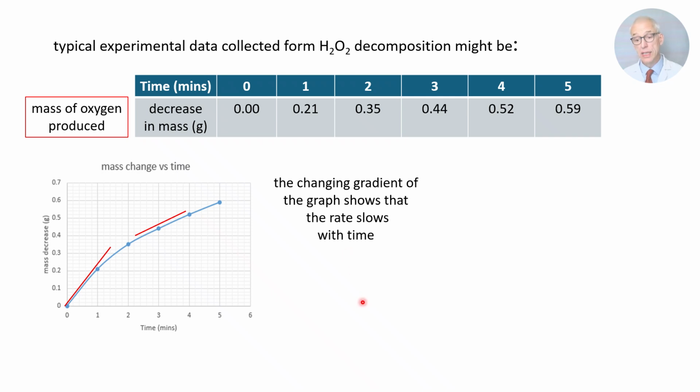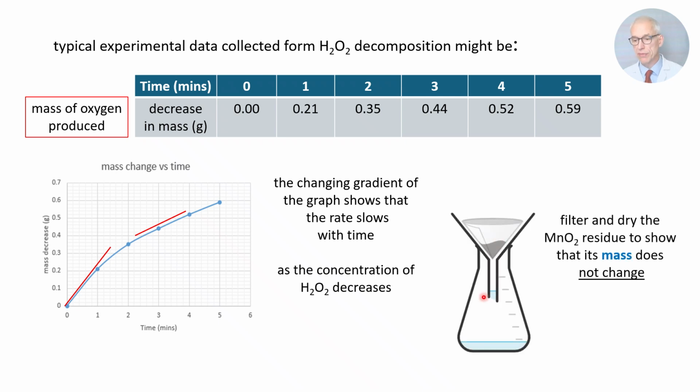Okay, so the reason that the rate slows is that the concentration of the reactant, in this case the hydrogen peroxide, is decreasing with time. As the concentration decreases, the rate of reaction will decrease. We see that in the gradient of the curve of the reaction data at various points as time progresses.